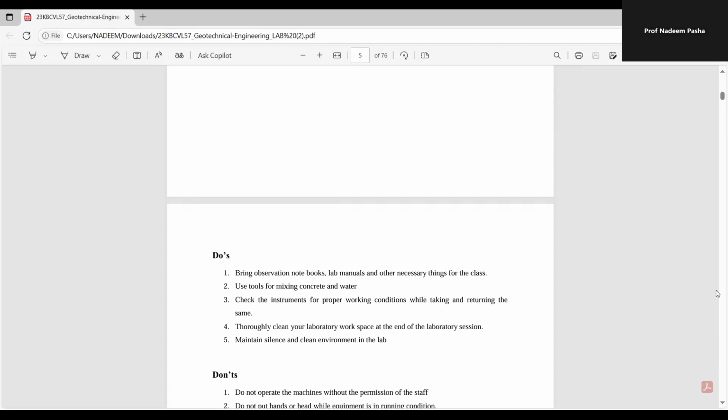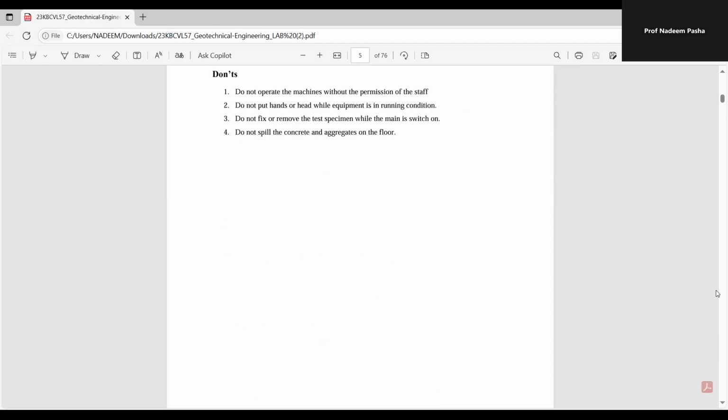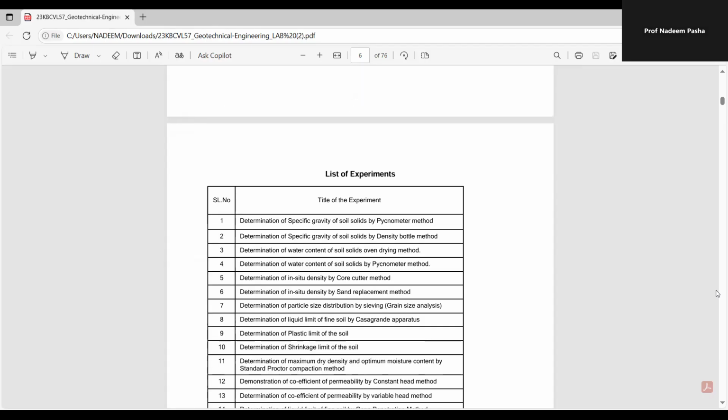Maintain silence and a clean environment in the lab. Do not operate the machines without the permission of the staff. Do not put hands or head while equipment is in running condition. Do not fix or remove the test specimen while the main is switched on. Do not spill the concrete and aggregates on the floor.